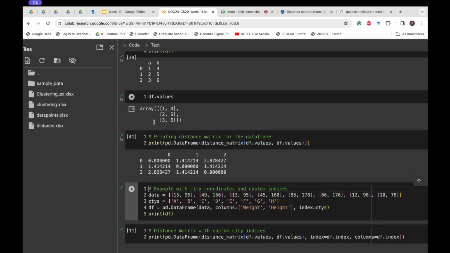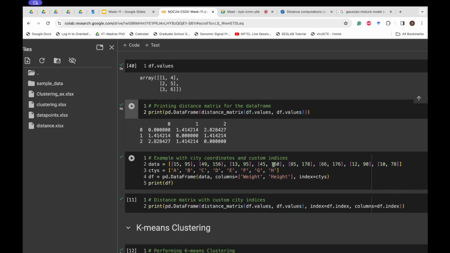Okay, so 0, 1, 2 are the labels given to these data points. This matrix shows the distance between every pair of data points. You can see that along the diagonal it's 0, because the distance of a point with respect to itself is 0, and the matrix is symmetric in nature. The distance of 1, 0 is the same as the distance of 0, 1. So this is the function that is used for distance matrix computation.